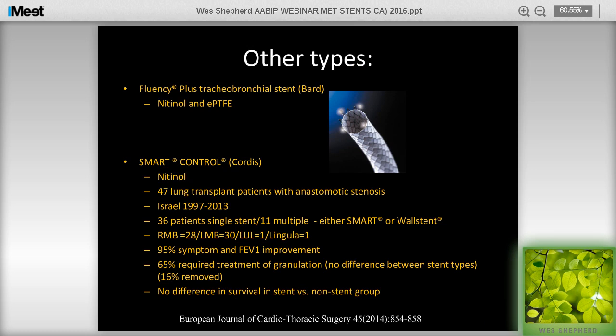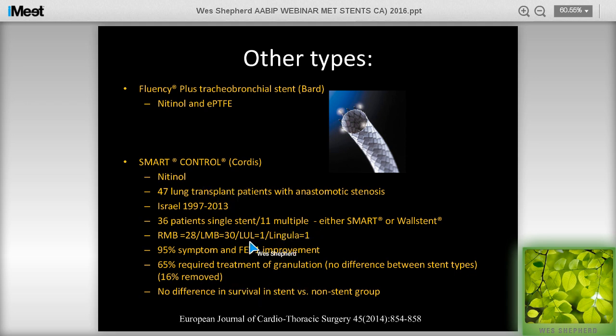I want to just point out a couple other types of stents that are in a similar category as the iCAST stent. There's another stent made by Bard, which is called the Fluency Plus Tracheobronchial Stent. Again, really a vascular stent. And the SMART Control Stent by Cordis, which is also a nitinol stent.